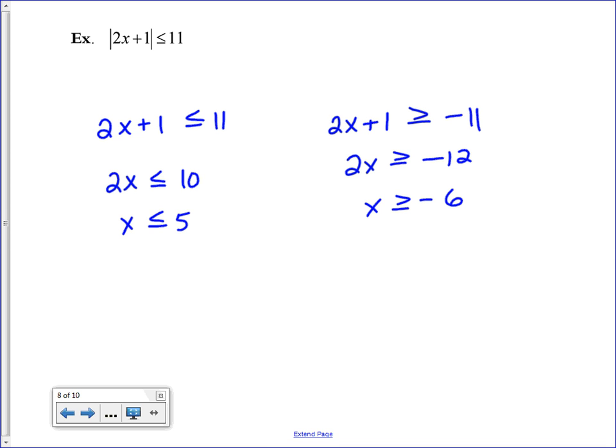Remember that if you're ever dividing by a negative, you have to change the sign again. We don't have that here, but it might come up on your worksheets or your homework, so pay attention to that. And then just look at your final answer so that we can write it in the proper notation.